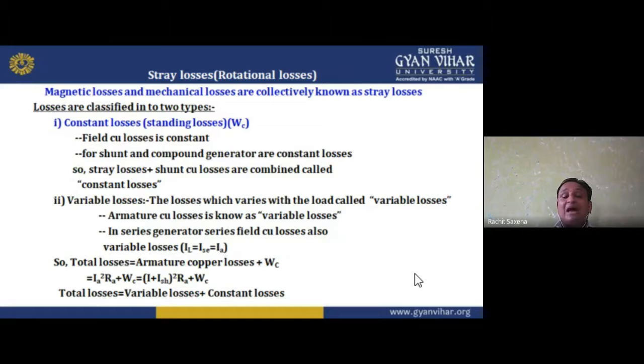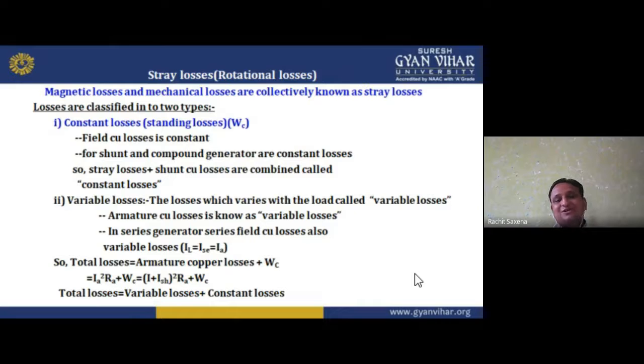Now, if I'm talking about the variable losses, the losses which vary with the load are called variable losses. So armature copper loss is known as a variable loss, because as the armature rotates and cuts the flux, the loss will be there. So armature copper loss is variable. In a series generator, the series field copper loss is also a variable loss.